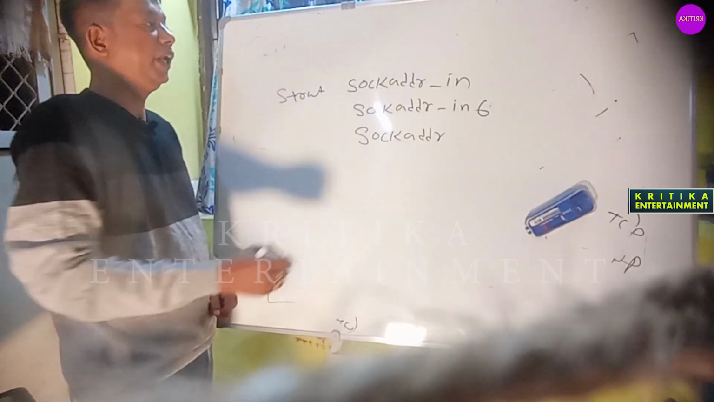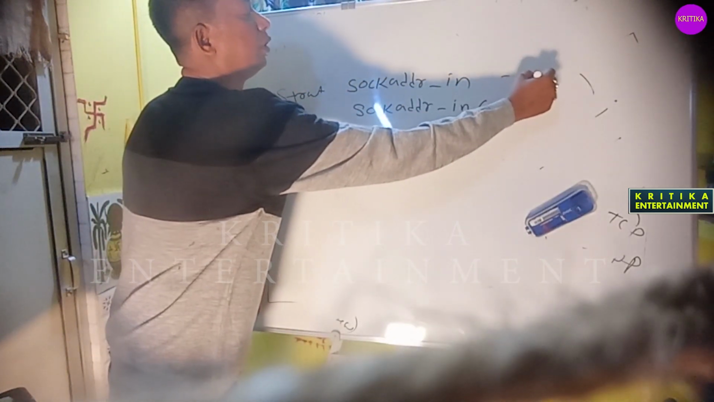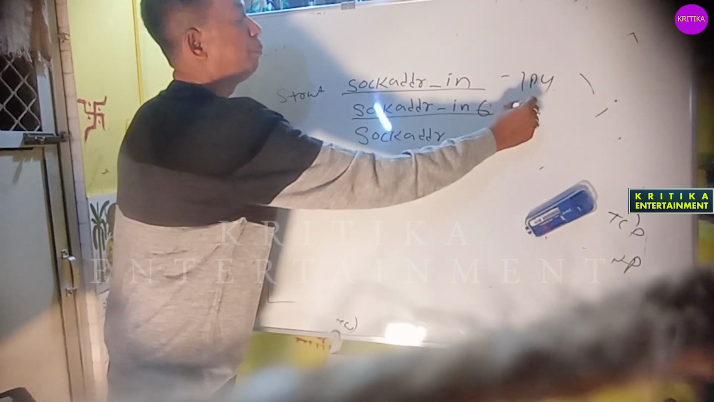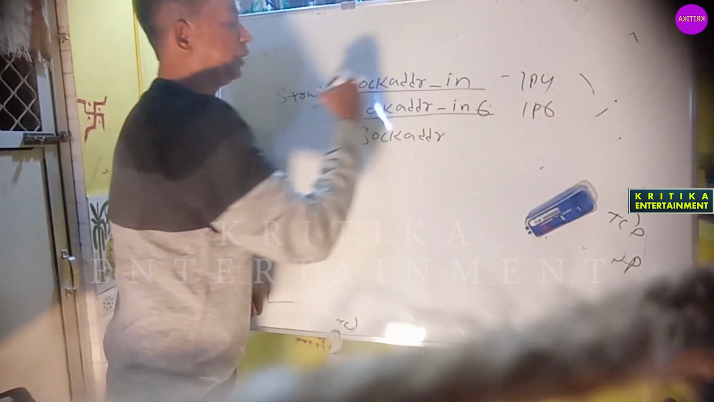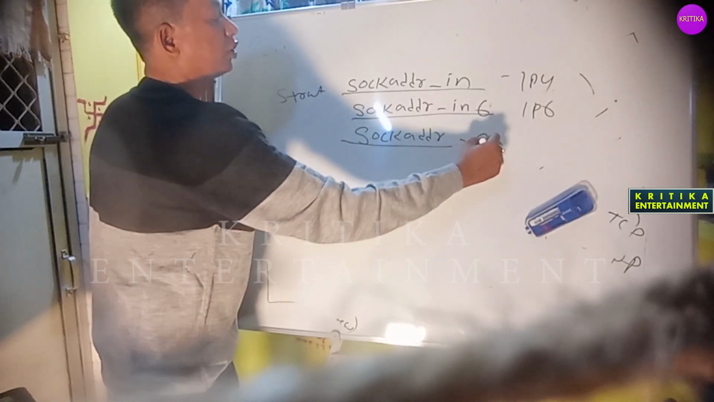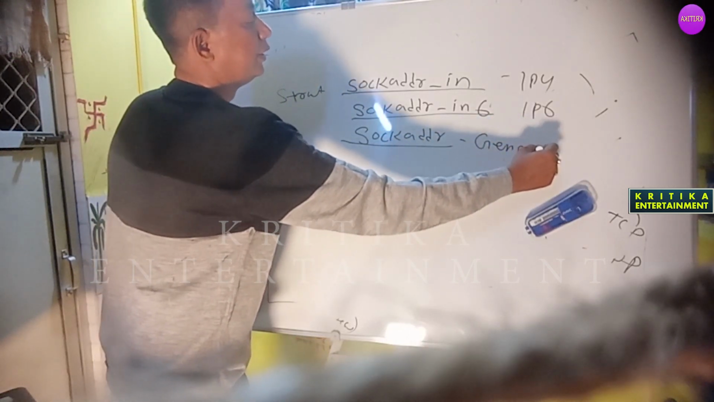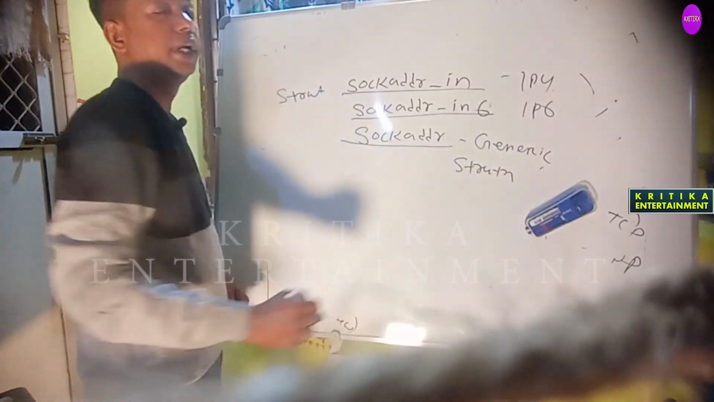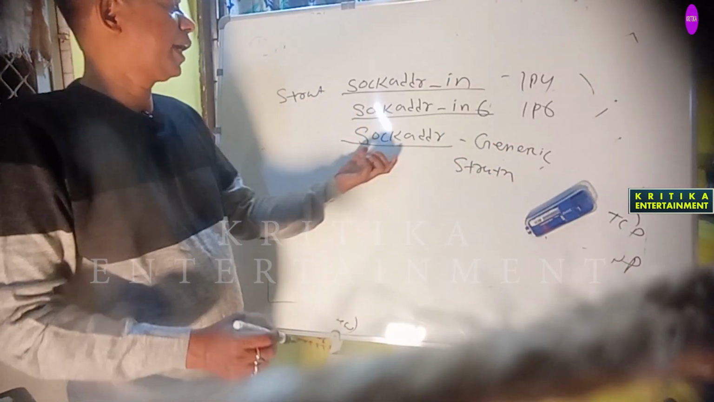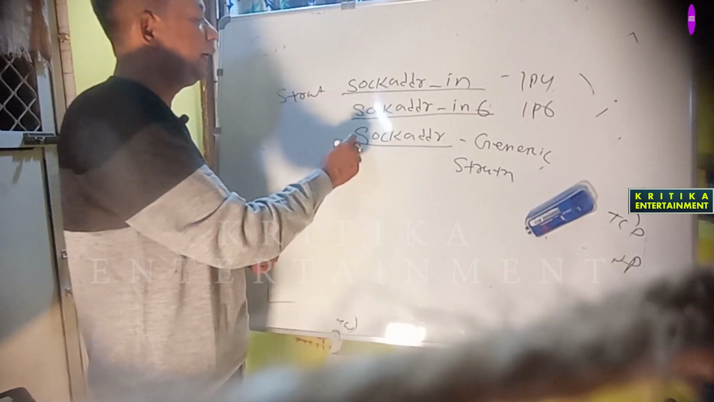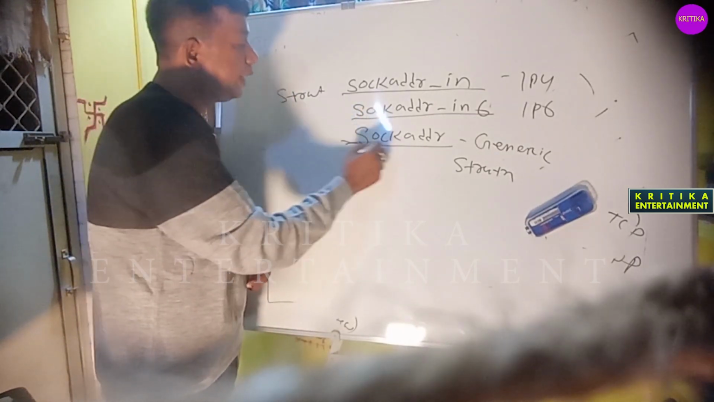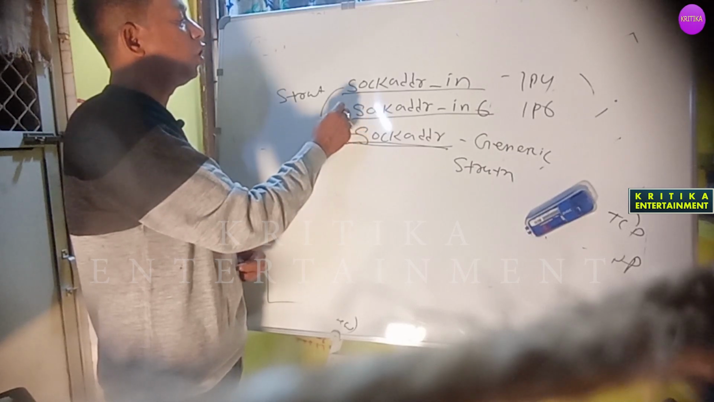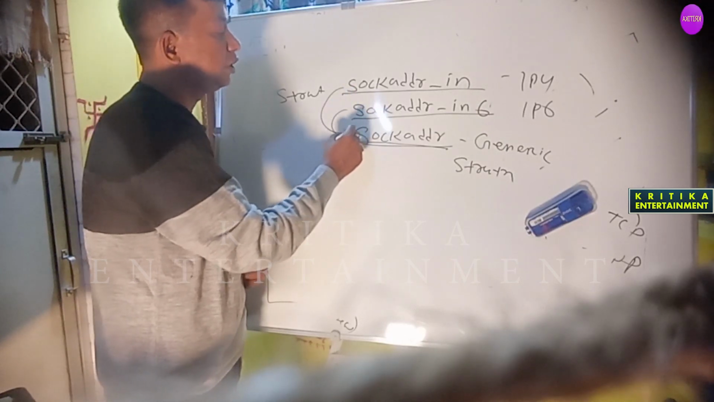Now what is the difference? This one is for IPv4. I am doing IPv4, so I will mention this. This is called IPv6, and this is called the generic structure. Generic structure means any type of data you declare can be cast. So inside sockaddr, you can also declare sockaddr underscore in or sockaddr underscore in6. So this is called the generic structure.